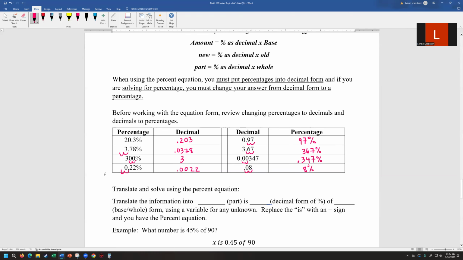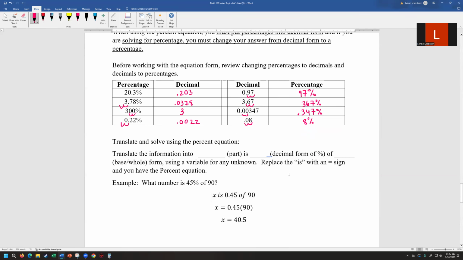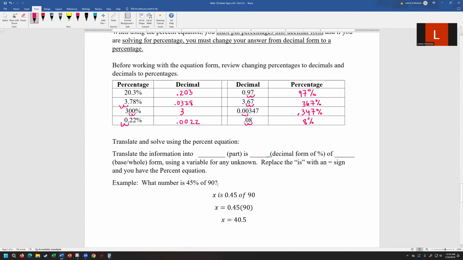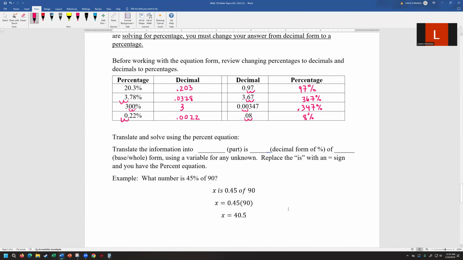So let's look at this one. It says translate it into a sentence and then convert it into an equation. So, what number is 45% of 90? I put X because we don't know what number is 45% as a decimal of the whole, the 90. Is in math means equal sign. Of means times. So we get X equals 0.45 times 90. And you can check that. That's 40.5. So 40.5 is 45% of 90. So not quite half.